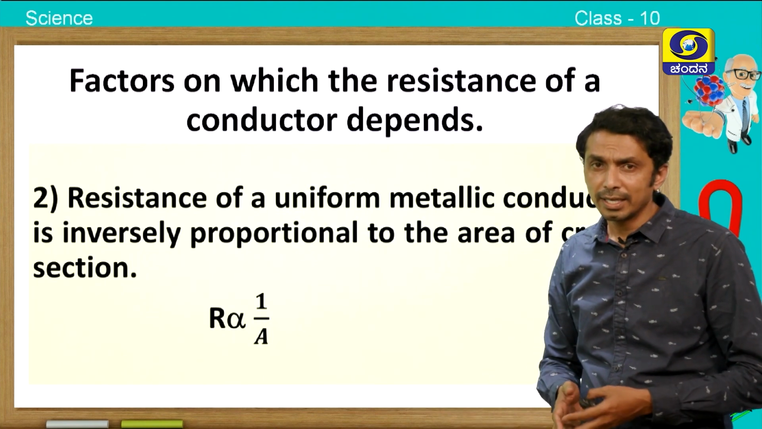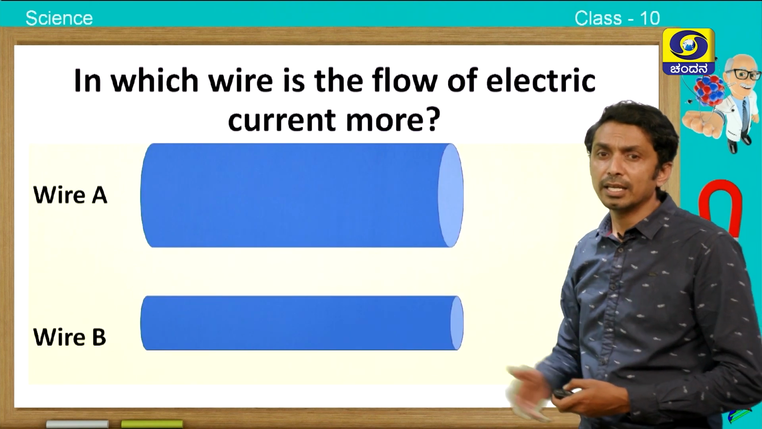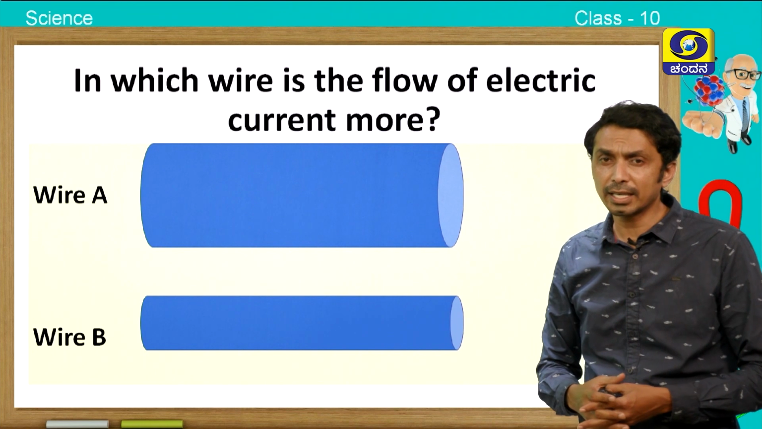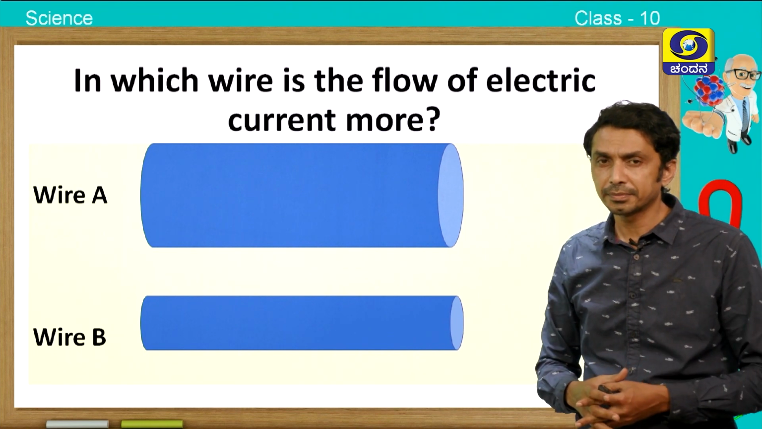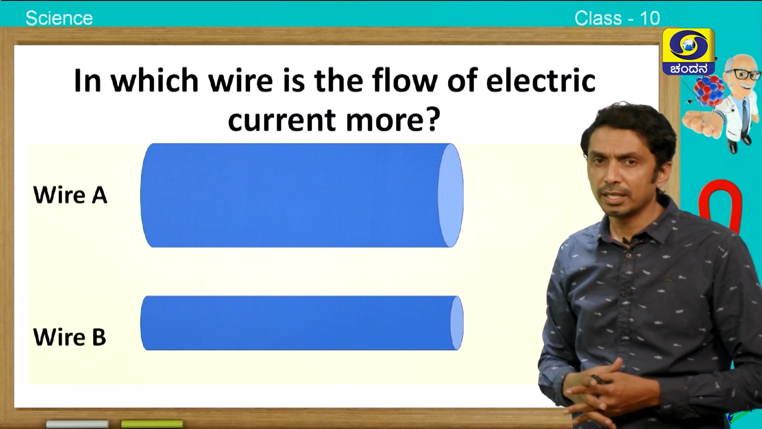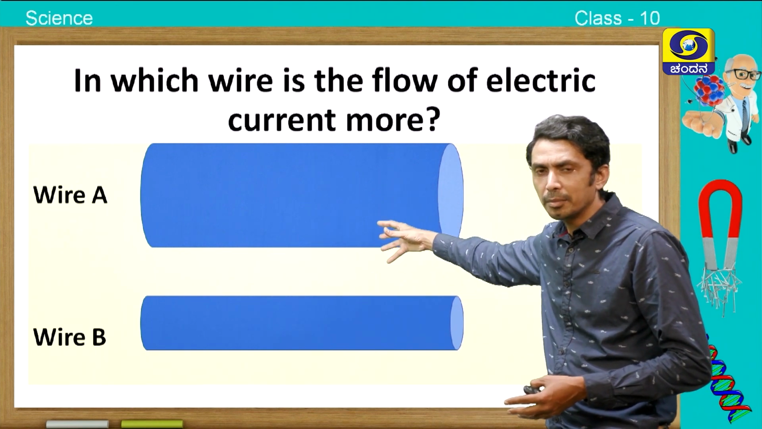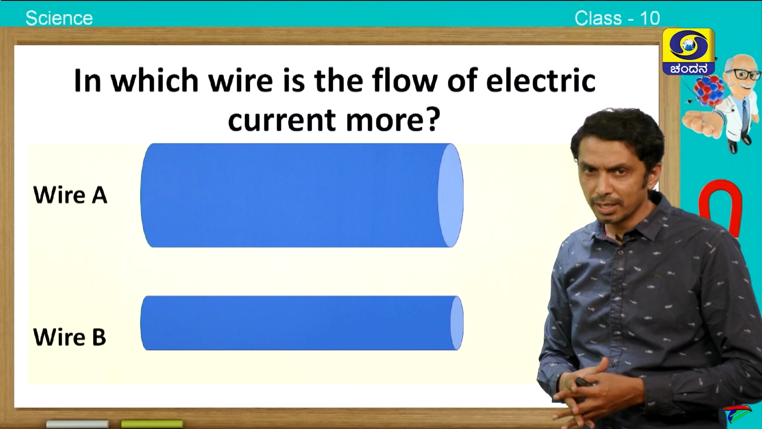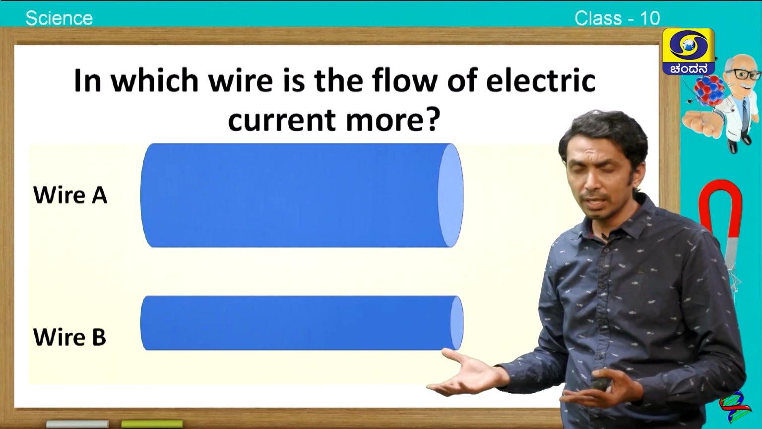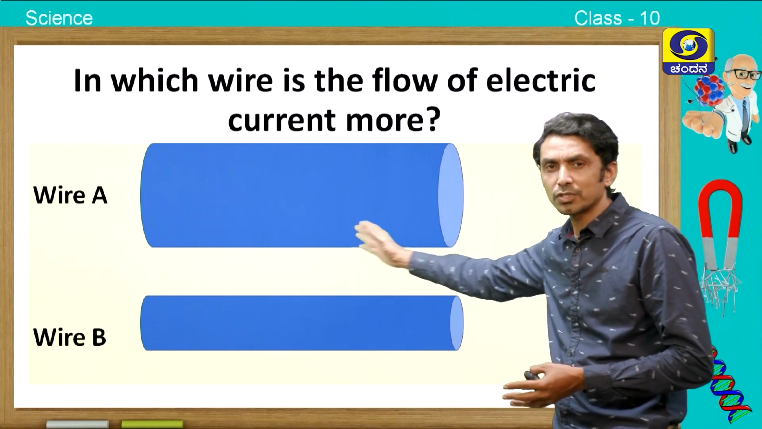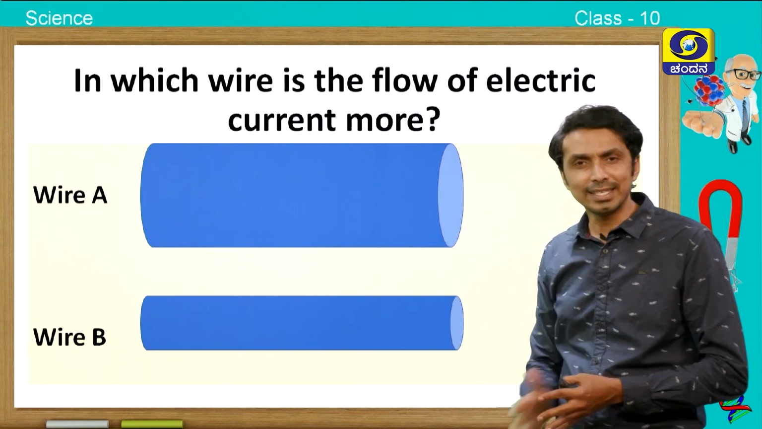So we can say in these two wires, in which wire is the electric current more? Yes, children, you are right. Wire A has a bigger area of cross section. So if the area of cross section is more, the resistance will be less. Therefore, here more amount of charges can flow easily.